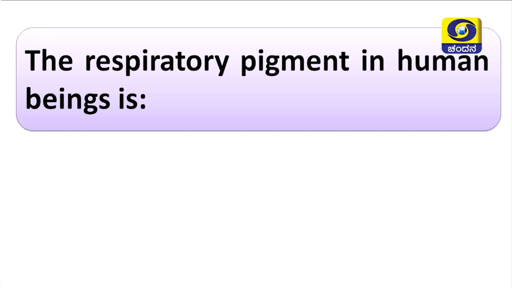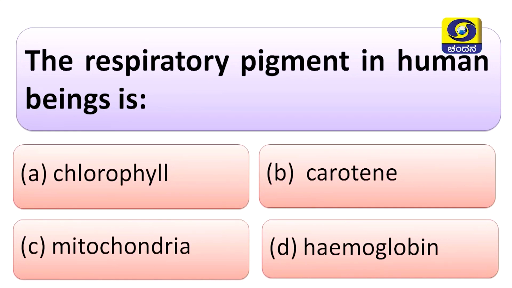One more question for you students. The respiratory pigment in human being is chlorophyll, carotene, mitochondria, hemoglobin. Your answer is correct students, it is hemoglobin.